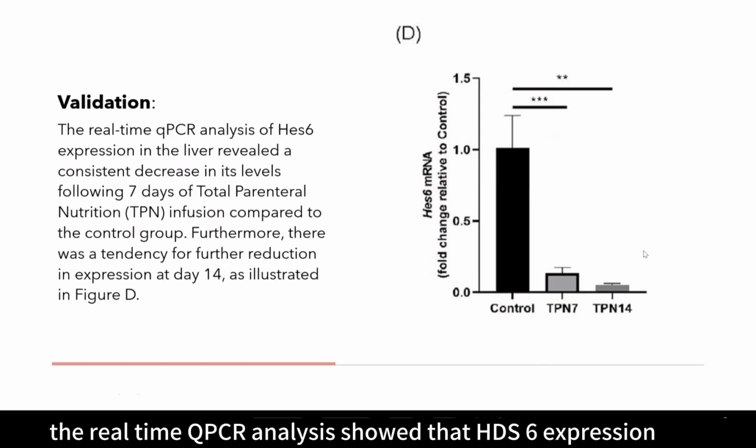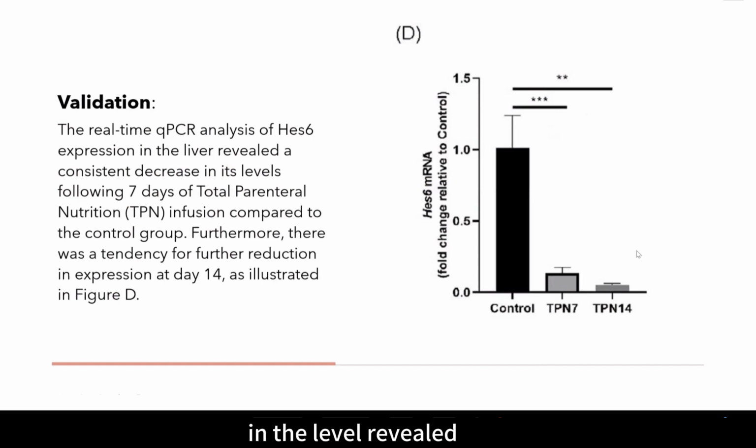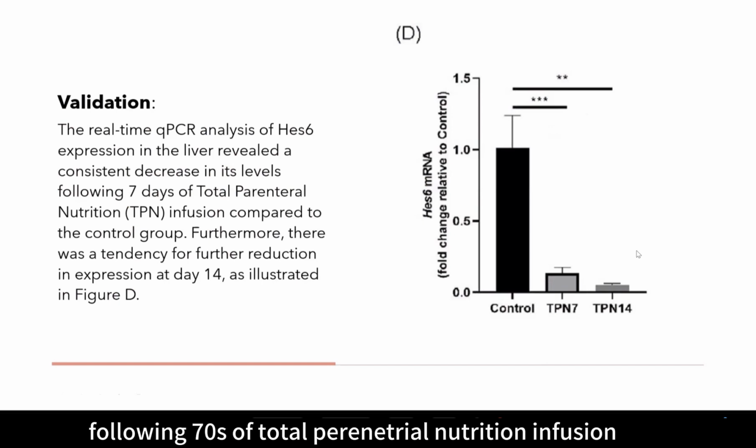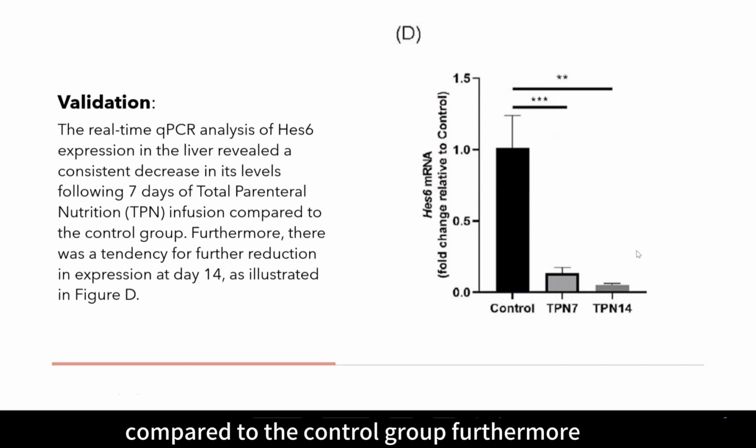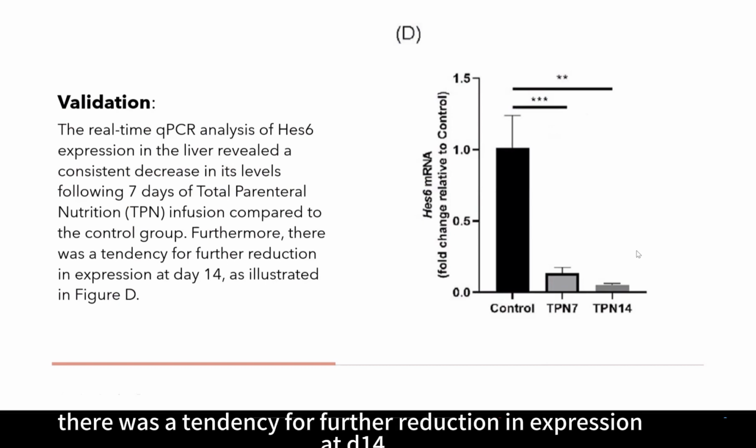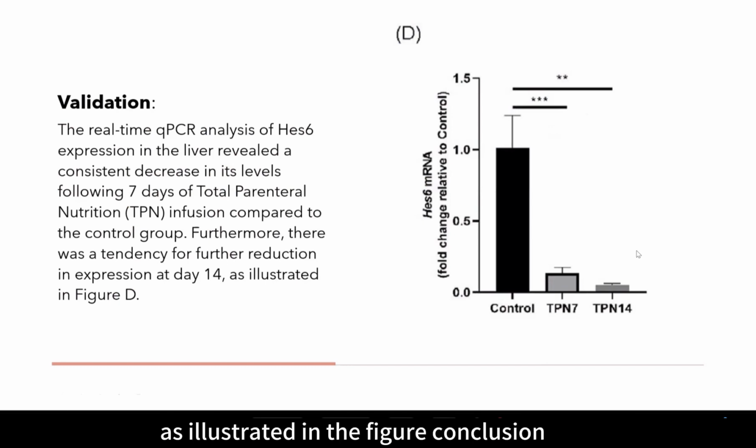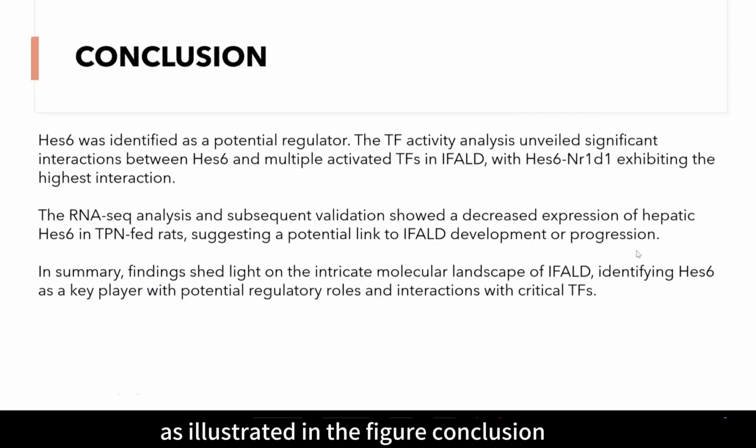Validation: the real-time qPCR analysis showed that HES6 expression in the liver revealed a consistent decrease in its levels following 7 days of total parenteral nutrition infusion compared to the control group. Furthermore, there was a tendency for further reduction in expression at day 14, as illustrated in the figure.